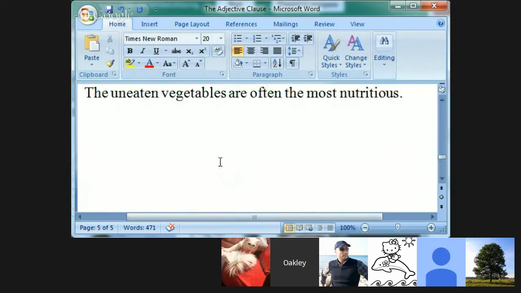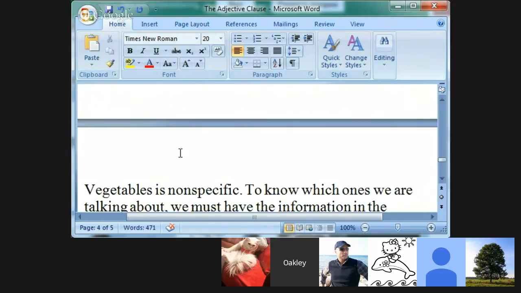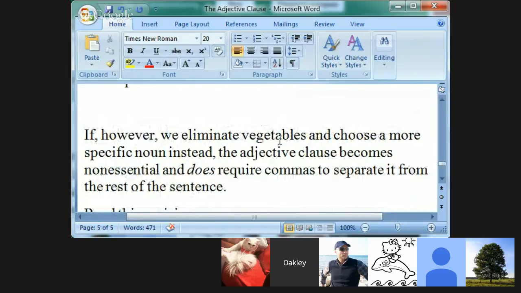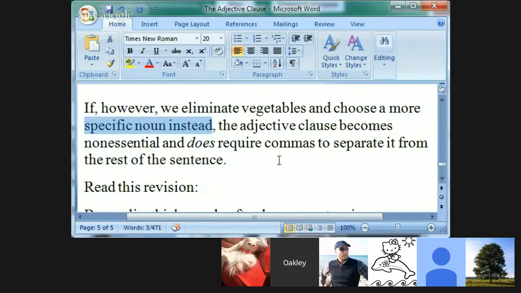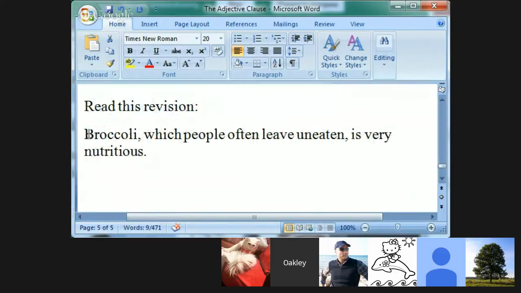All right, back to the lesson. Because we need this adjective clause to define the vegetables, it's essential. We don't need commas. If, however, we eliminate vegetables and choose a more specific noun instead, the adjective clause can become non-essential, and does require commas to separate it. For example, if we revise this: broccoli, pretty specific, which people often leave uneaten, is very nutritious.